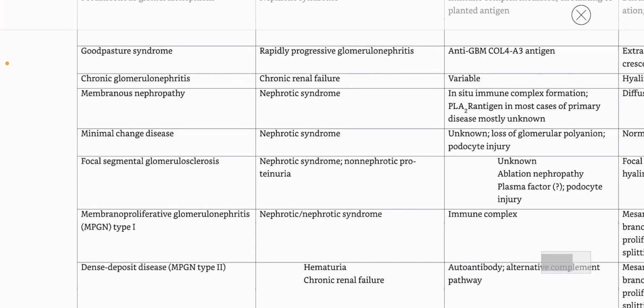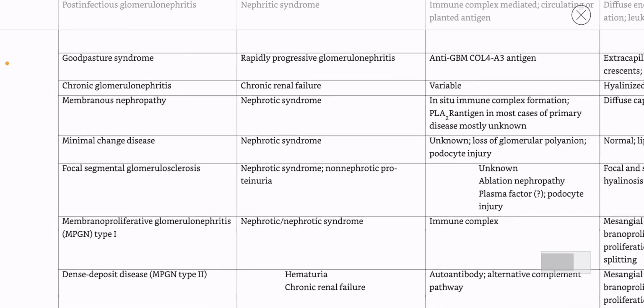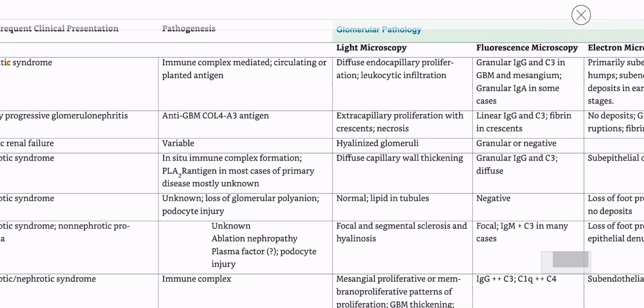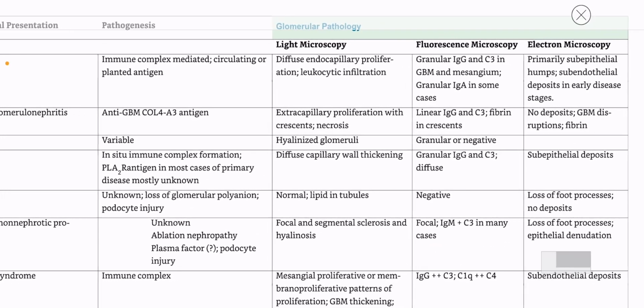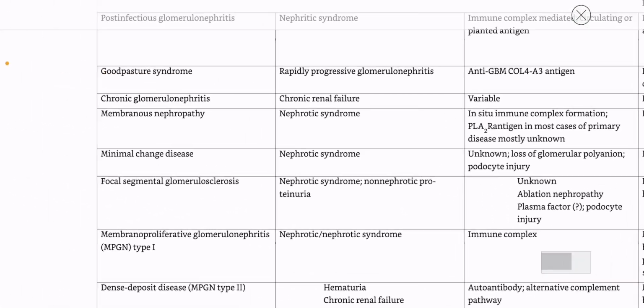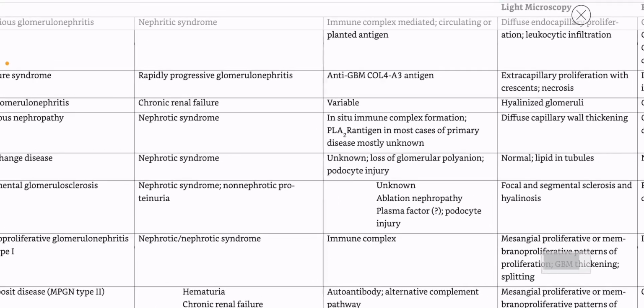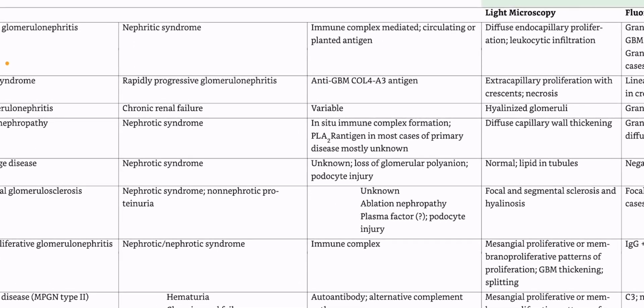Coming to the third is the chronic glomerulonephritis, which presents as chronic renal failure. There is a variable pathogenesis. In this, we have the hyalinized glomeruli, and granular or negative fluorescence. Then coming to the next is the membranous nephropathy, which causes nephrotic syndrome. In this, we have the in situ immune complex formation, and we have the PLA2R antigen. In most cases, it is a primary disease, mostly of unknown cause.